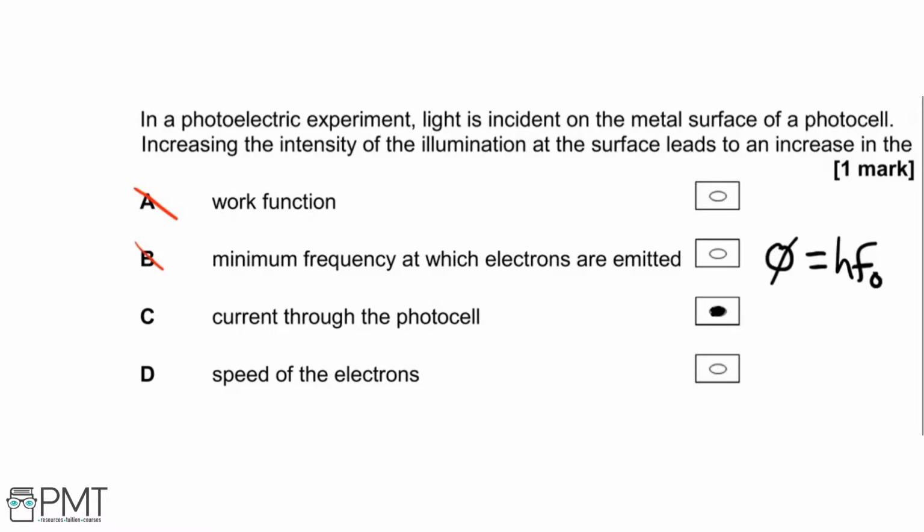So the reason why D is incorrect is because the speed of the electrons obviously relates to their kinetic energy, and the kinetic energy of those photoelectrons, should they be released, is all determined by the frequency of the incident radiation. We're not changing the frequency, we're changing the intensity. Remember, the frequency of the radiation relates directly to the energy of the incoming photons, so D is also incorrect.